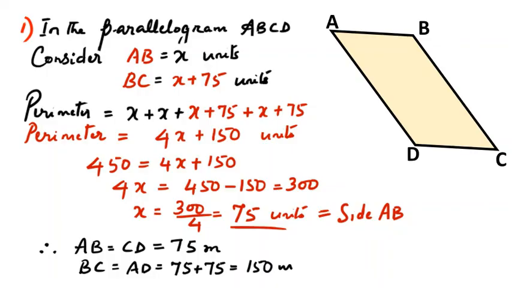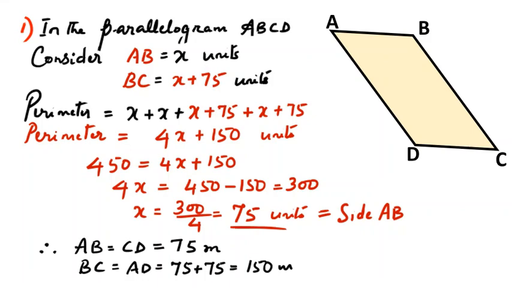The first problem we are taking up today is in the parallelogram ABCD. You can see ABCD, it's shown. It is given that one side is more than the other by 75 units. So the question is something like that: one of the sides of the parallelogram is 75 units more than the other. I believe this problem is there in your textbook. You are going to check that.